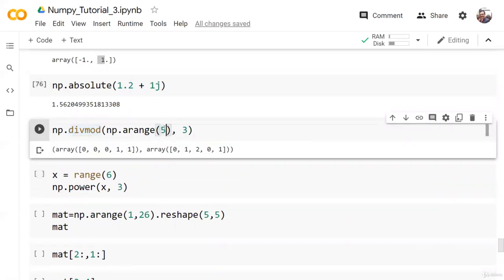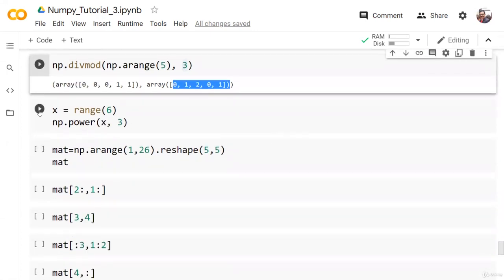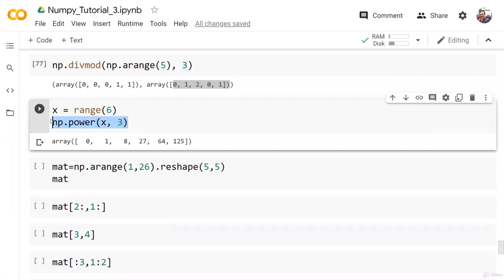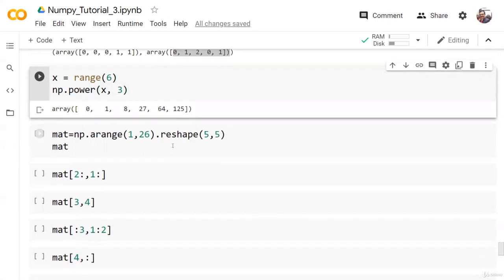So you can see 0 to 5. 0 to 5 values are taken and each value is divided by 3. So these are the quotients and these are the remainders. Great. I can create the values from 0 to 5 and find out the power of each. Okay. So 0 to 5 I'm creating and each value is raised to the power of 3.